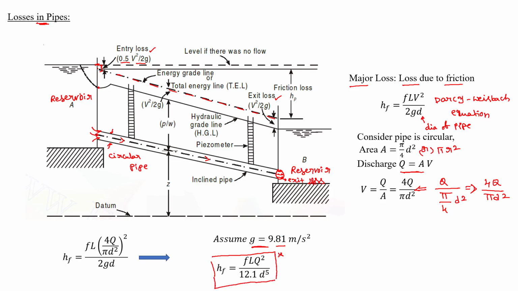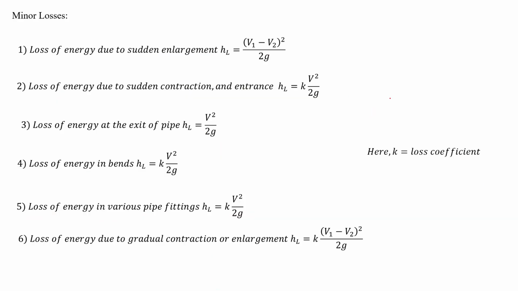This is also one important formula we can remember, because in most cases our interest is to compute the discharge rather than the velocity. So it would be beneficial for us to know the formula in terms of the discharge. Okay, so this is one important formula and this is another important formula. This is related to the major loss.